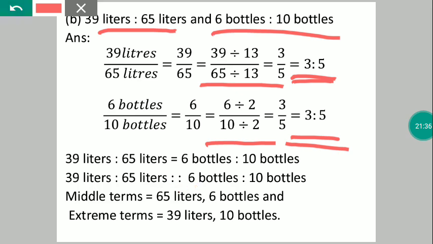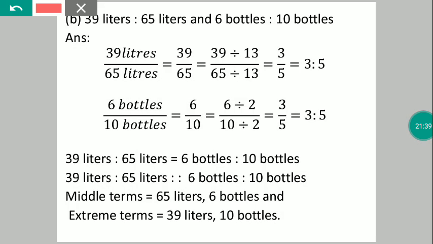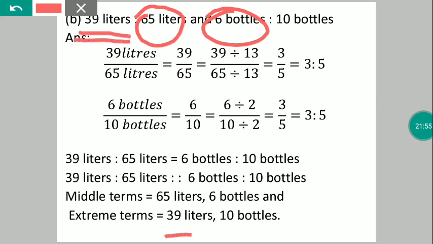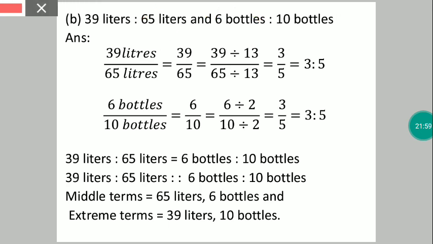Now middle terms. Middle terms means second term and third term. So 65 liters and 6 bottles. And the extreme terms means the first term, 39 liters, and the fourth term, 10 bottles. So the extreme terms are 39 liters and 10 bottles. So this is about exercise 12.2. Complete it in your notebook.